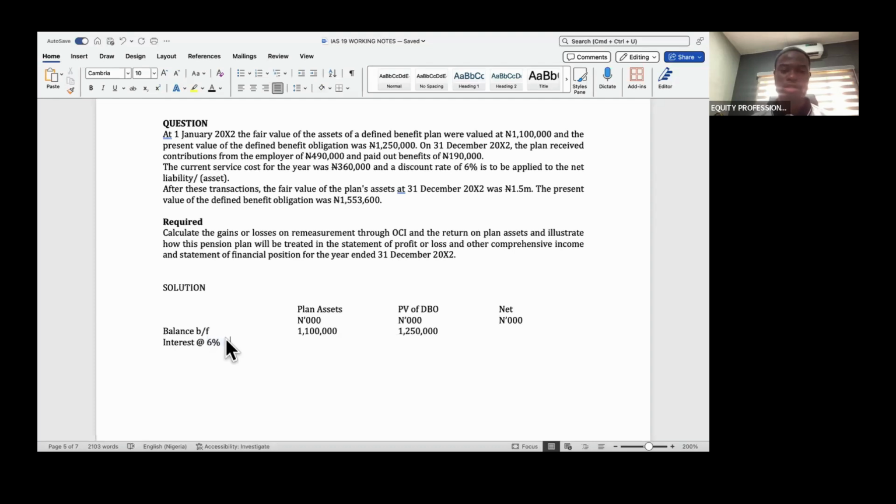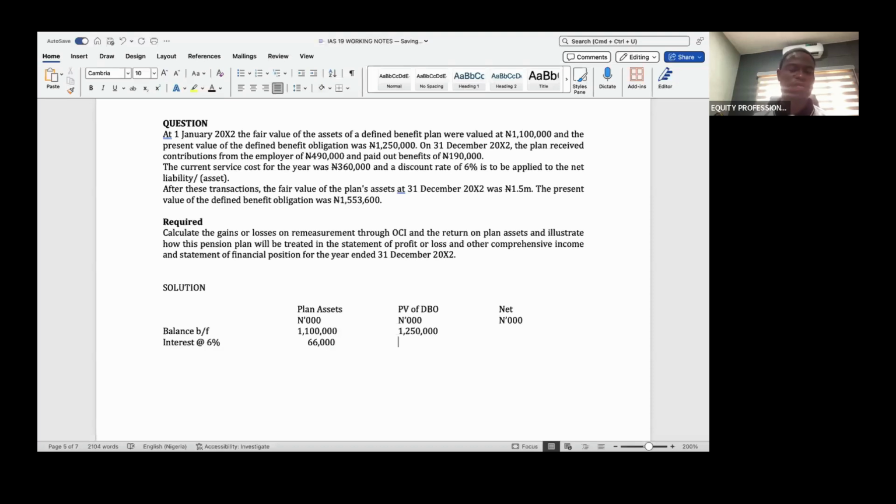But not to bother, exams are always easy. They will give you everything you need. Just do a simple table and get marks. So what's 6% of 1.1 million? That would be 66,000, right?